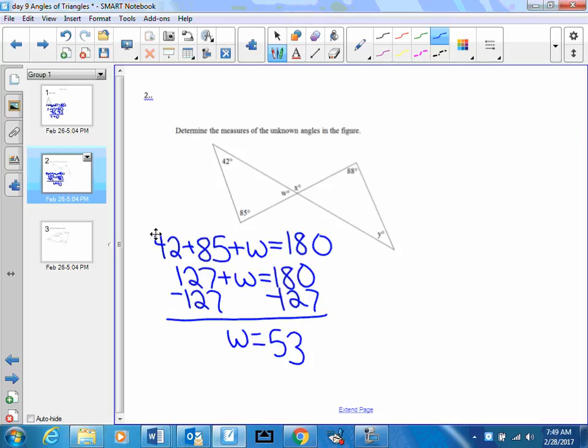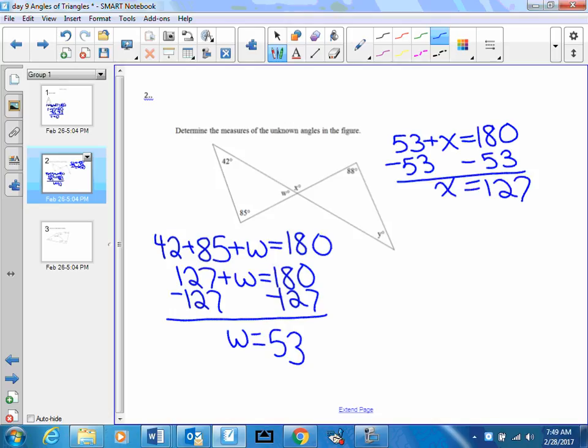W and X are supplementary. So if I add together 53 with X, I get 180. So 53 plus X equals 180. So I would subtract 53. I get the value of X is 127.